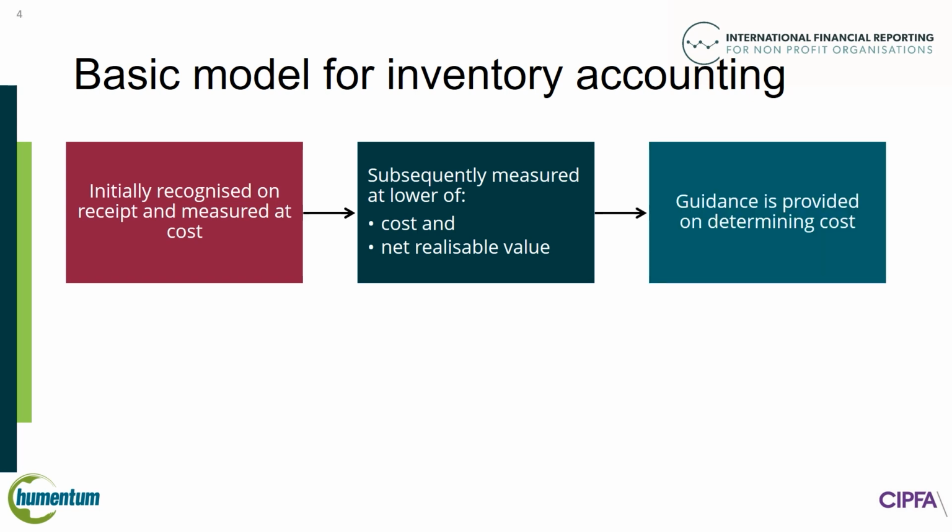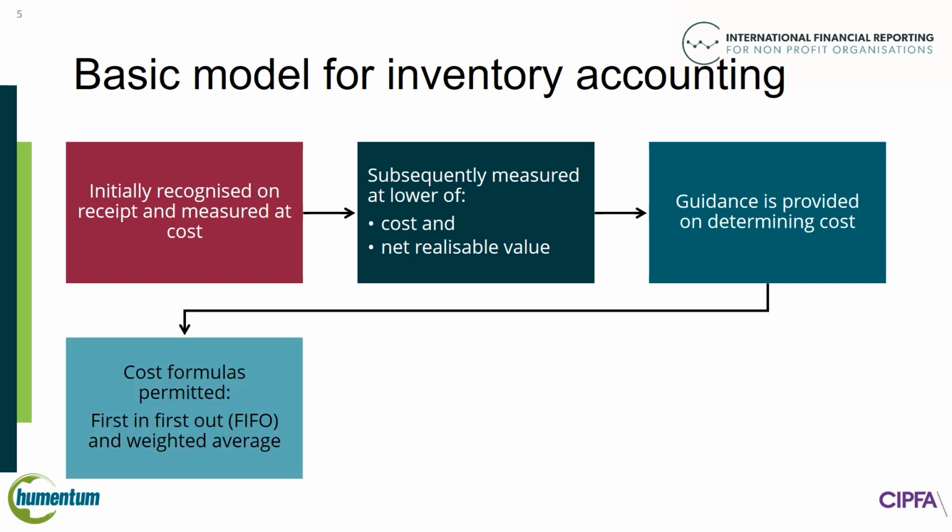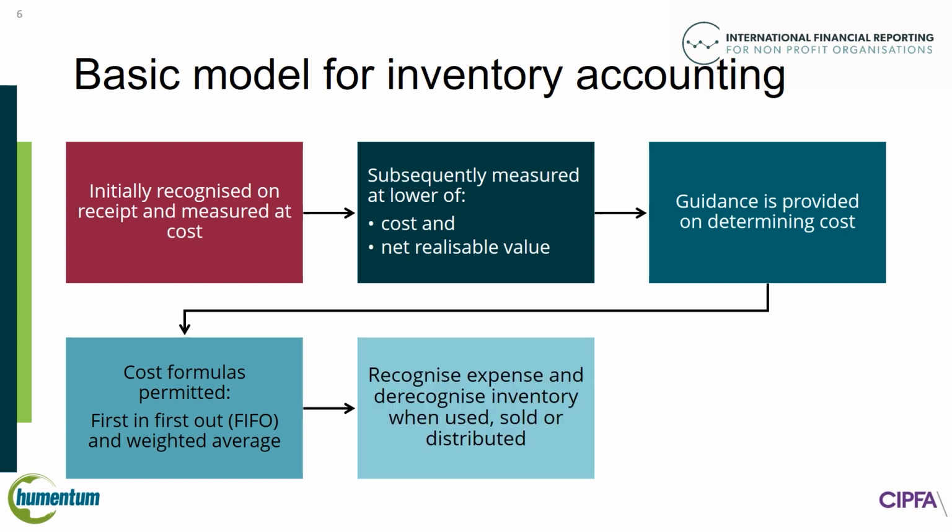Guidance is provided on determining the cost of inventory, covering the inclusion or exclusion of specific costs. It also covers the allocation of production overheads and permissible techniques for measuring cost. Where a cost formula is needed, two options are permitted: first in, first out, and the weighted average method. Expenses are recognized when inventories are sold, distributed to service recipients, or used by the NPO. At the same time, they are removed from the balance sheet. This basic model will be familiar to those involved in standard inventory accounting. INPAG Exposure Draft 2 proposes amendments to address NPO-specific circumstances.